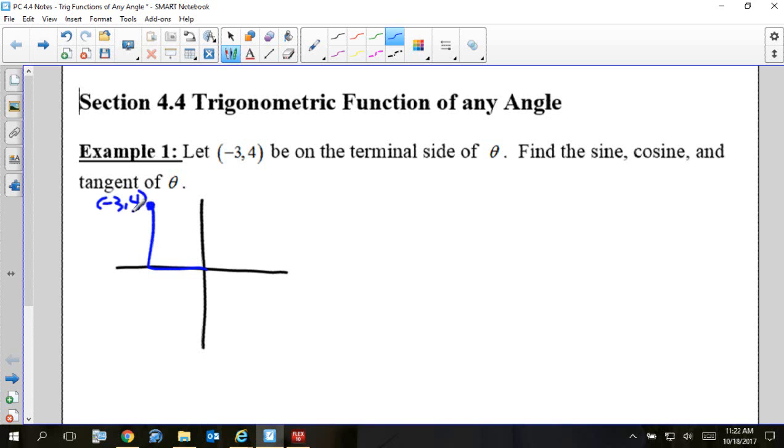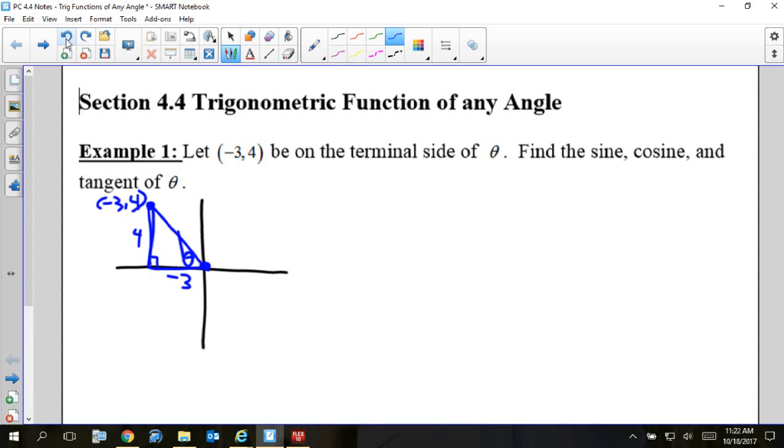The triangle is formed with the origin and the x-axis, always. So then our theta would be here. So this is negative 3, this is 4, and we do the Pythagorean theorem. Well, I don't. Did you do the Pythagorean theorem? You did? Yeah. You can.